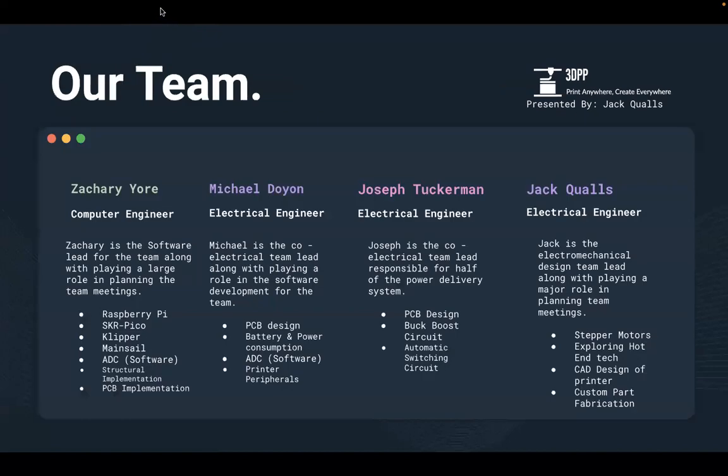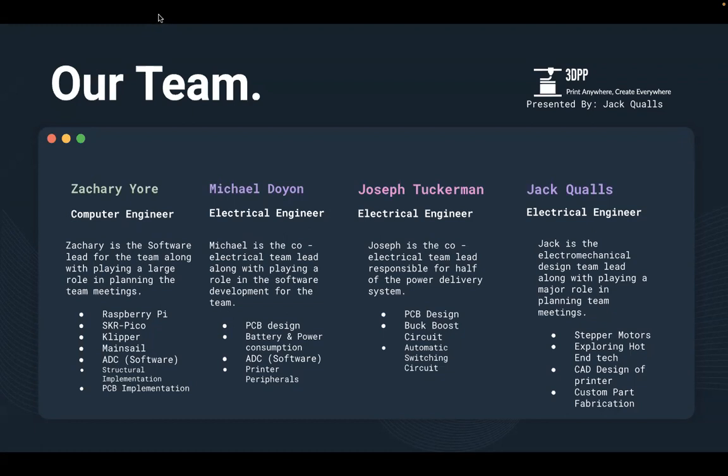So just to reiterate, my name is Zachary Yorker, and my primary focuses were on all the microcontrollers as well as the software. And my name is Michael Doyen. My primary focuses were on the PCB design, on the Raspberry Pi's portion of things, the battery and power consumption. I worked on some of the ADC software as well, and also the printer peripherals that we attached.